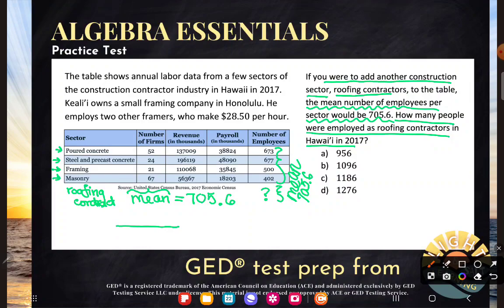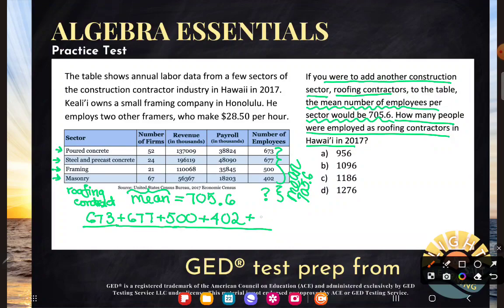Well, how do I find that? That's my divided by bar, by the way. How do I find the total of the data? You would add up all the numbers, right? So you would add up the employees from each one of these sectors, the 673, the 677, the 500, the 402. And you say, but Kate, what's the 5th one? I don't know the 5th one. Yeah, you don't. That's why you use a variable.